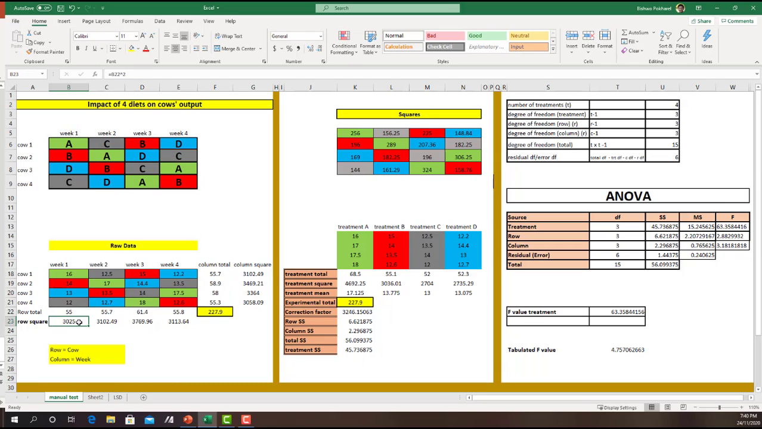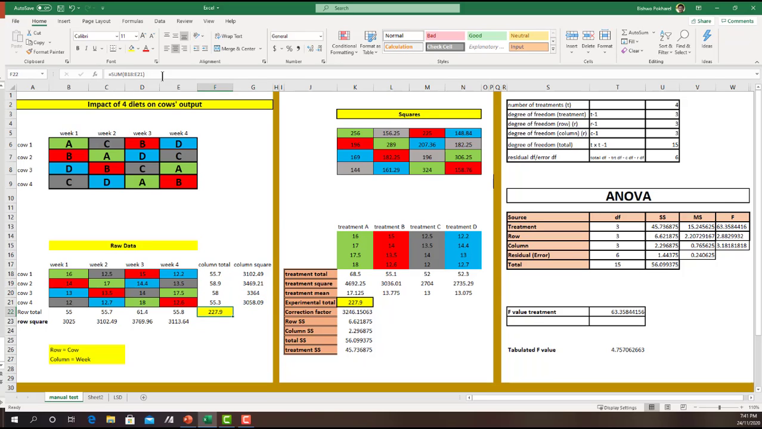And then this is the week 1 square, which is basically the square of the total of week 1. Similarly, the square of the total of week 2, if you see here 55.7 squared, and then the same goes for week 3 row square, and the same goes for week 4 row square. And again the same goes for here. So that is the column square, that is the square of the sum of cow 1, that is the square of the sum of cow 2 if you click here. So 58.9 squared is 3469.21, and the same goes for cow 3 and cow 4.